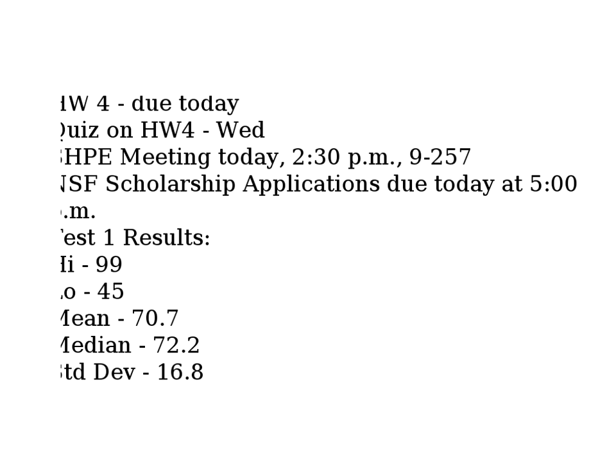Test 1 results were mixed. In general, it's not as good as I want it to be. The high is 99, low is 45, mean is 70.7, median is 72.2. You all know the difference between mean and median, right? Mean or the average is just the sum of all of the scores divided by the number of students. The median is what? Arrange them from highest to lowest. The middle person got a 72.2.